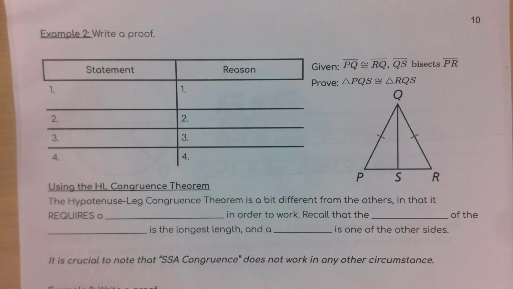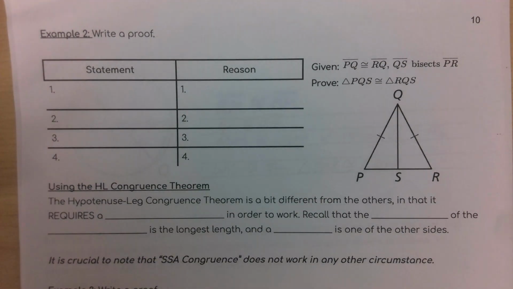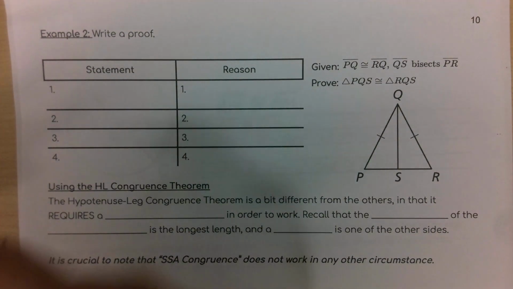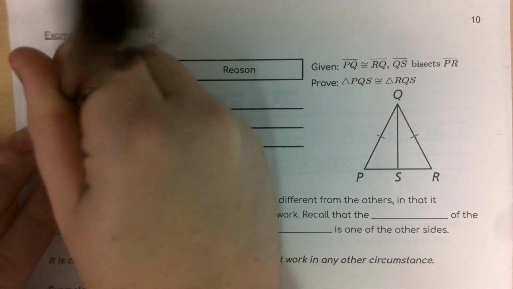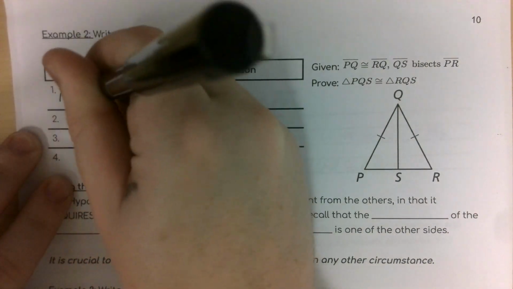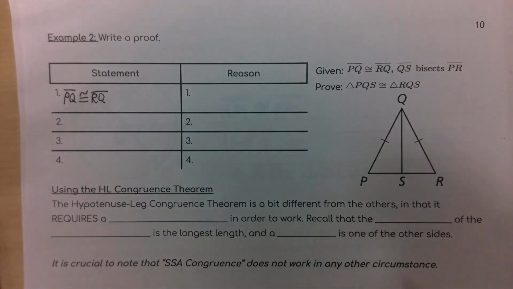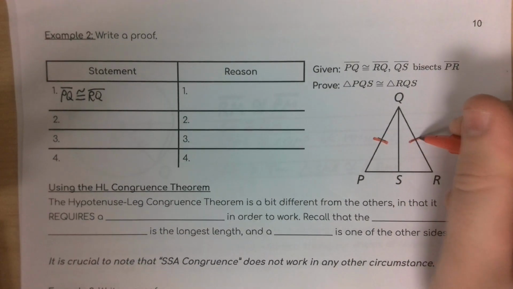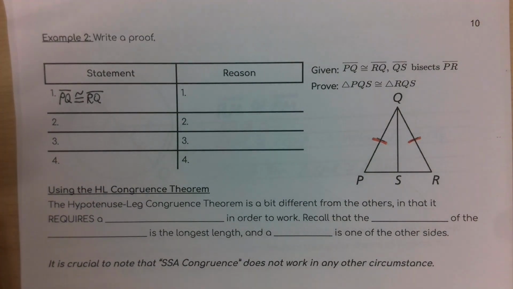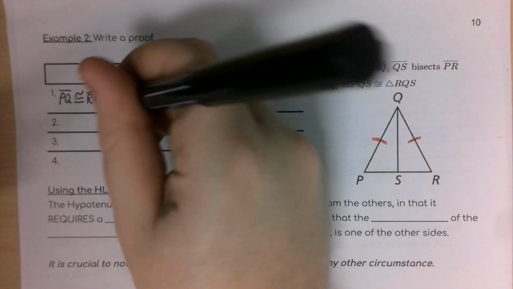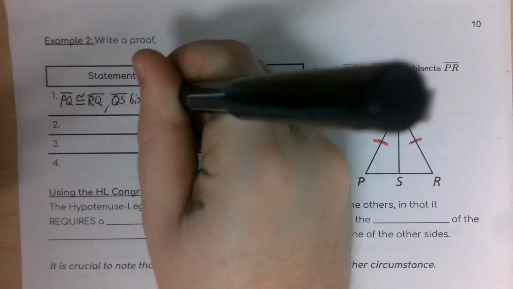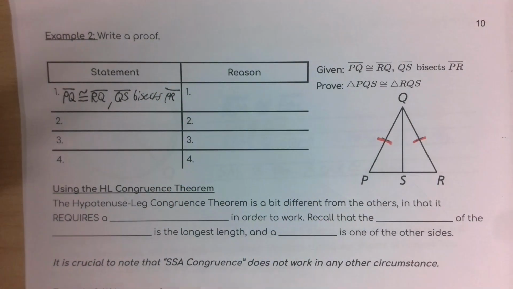All right. Hopefully you had a chance to pause and try out this proof. Again, the only way we're going to get better is by trying these out yourself. So let's check what we did. First things first, let's talk about our givens. Line segment PQ is congruent to line segment RQ. That just means that this long side of the triangle and this long side of the triangle are congruent. But we're also told that line segment QS bisects line segment PR.